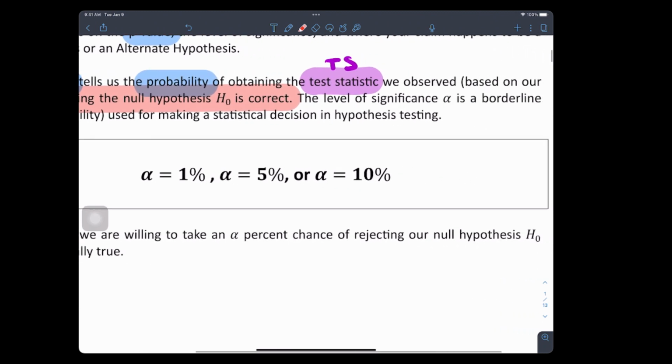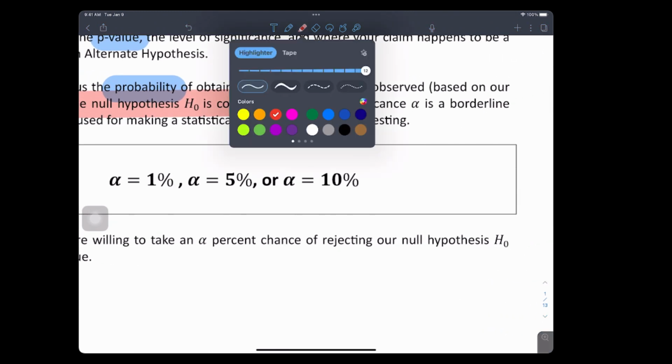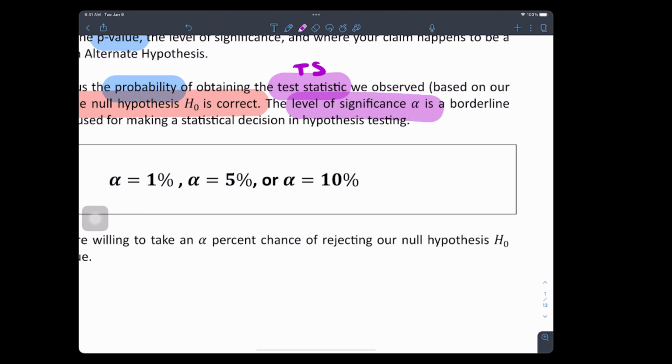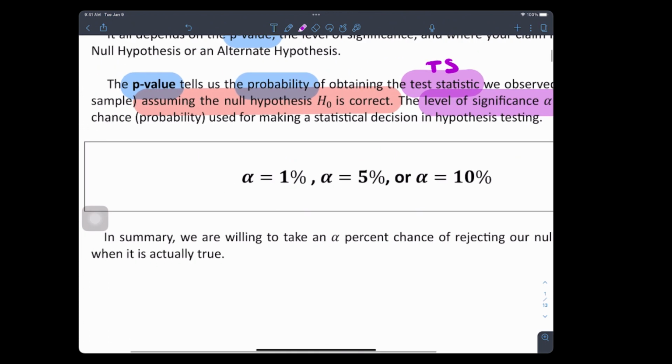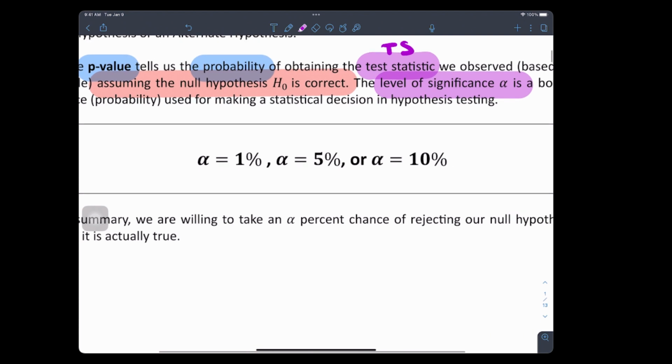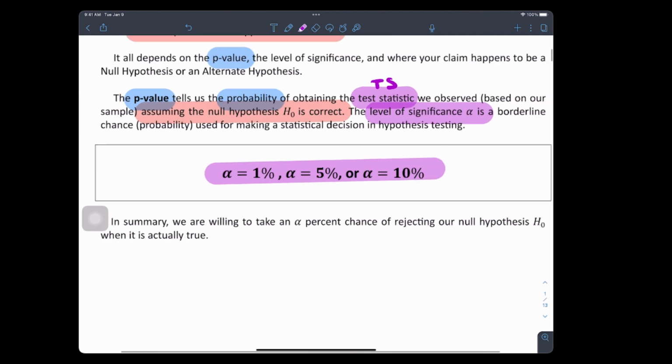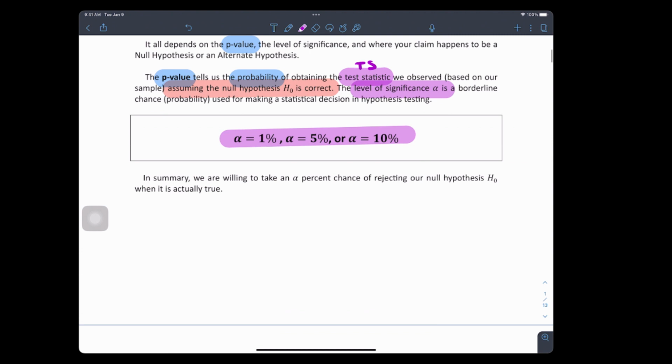The level of significance alpha is really a threshold value. It's a borderline chance of making a statistical decision. So alpha is all of these values. Alpha is just a threshold value. It's a borderline chance here, right? So in summary, we are willing to take an alpha percent chance of rejecting the null hypothesis when it is actually true here, okay? So we are assuming the null is true.